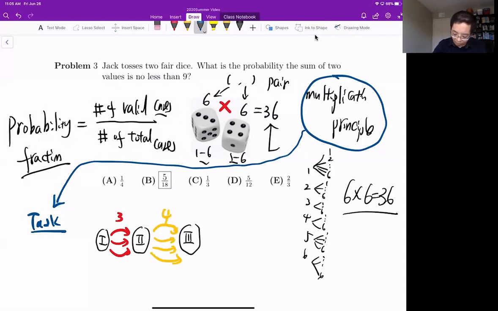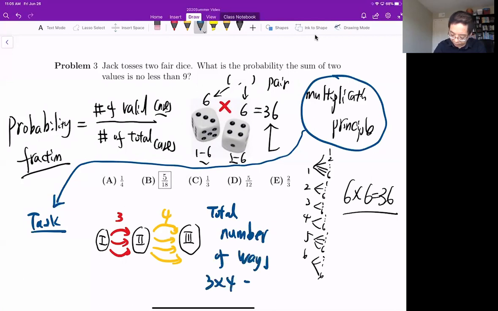Then the total number of ways is 3 times 4 equals 12, right? So you can consider this as the scenario. I want to go from city 1 to city 2 to city 3. So first I have to go to city 2, and from city 2 go to city 3.